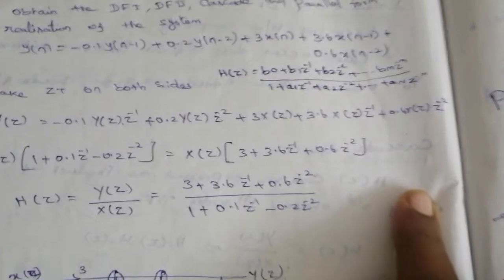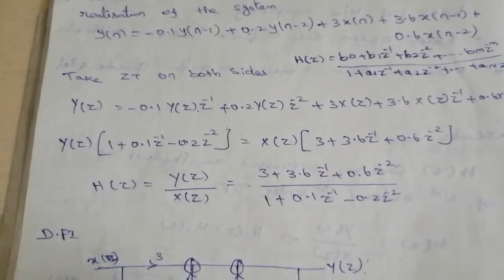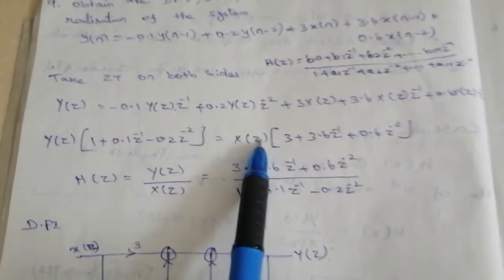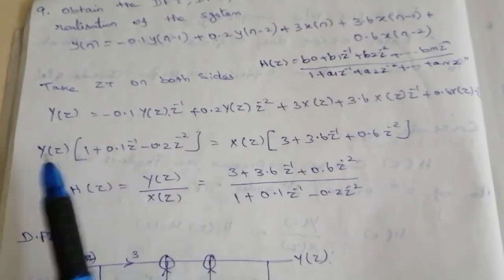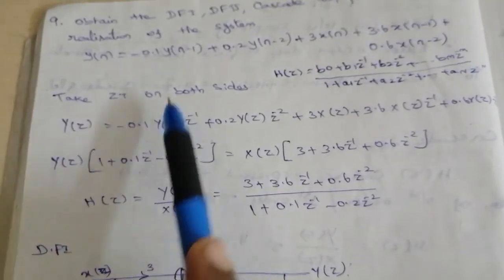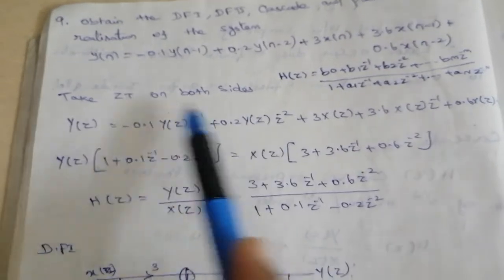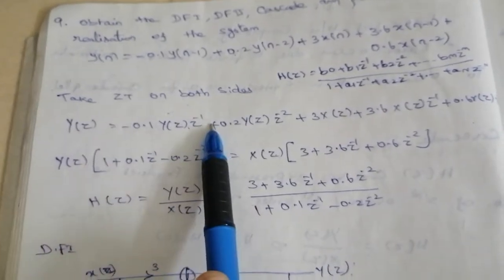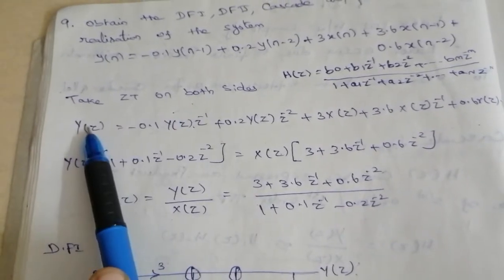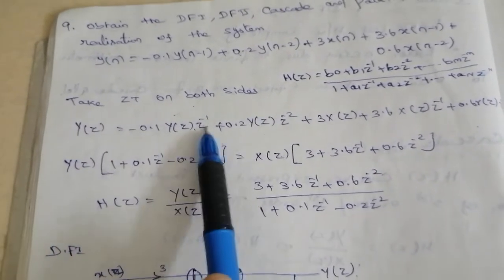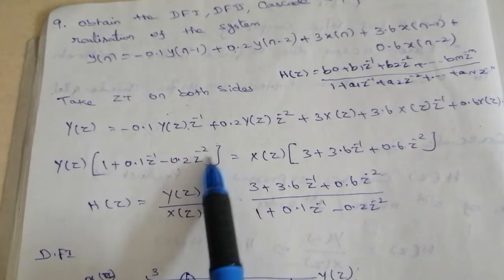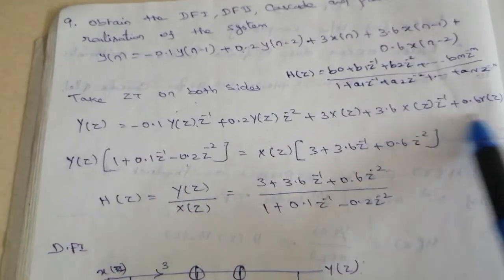Then, taking Y of z to one side and X of z to the other side, and taking Y of z and X of z common, right? So here these two Y of z terms come to this side, which means this is a positive value and this becomes a negative value. So we take Y of z common: 1 plus 0.1 z power minus 1. This plus comes to this side and becomes minus 0.2 z power minus 2, which is equal to the remaining terms in X of z.